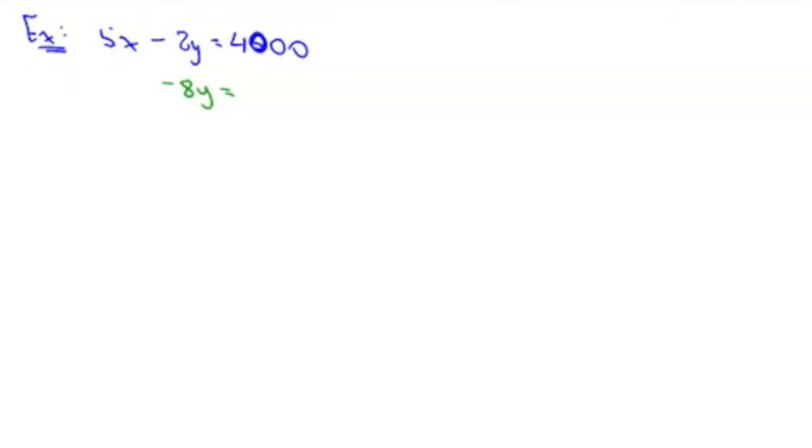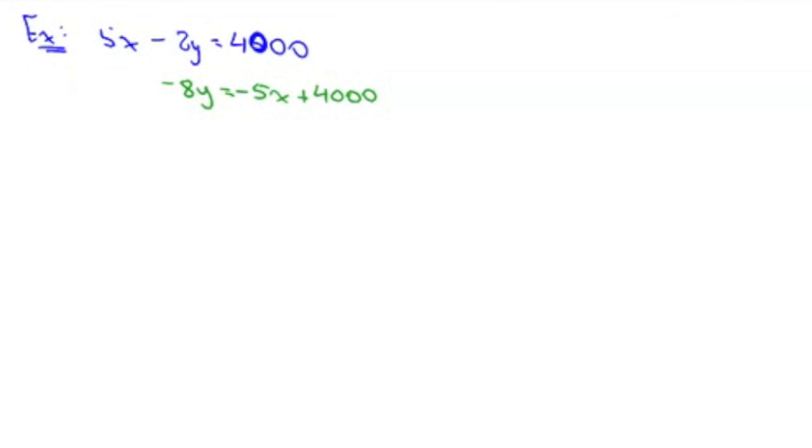What if, for example, what if I had a line that looked like this? 5x minus 8y is equal to 4,000. All right, get it into y equals mx plus b form. What do I move? The 5x, so you get negative 8y is equal to negative 5x plus 4,000.